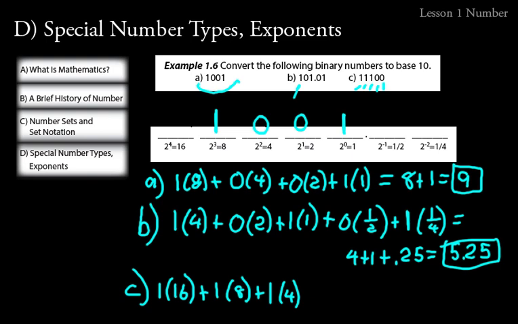I mean, you could write them all out if you want to, or just understand that the rest of them are going to be 0. And we just have a 16 plus an 8 is 24, plus another 4, that's 28. That's what that equals. 11100 in binary is 28 in base 10.